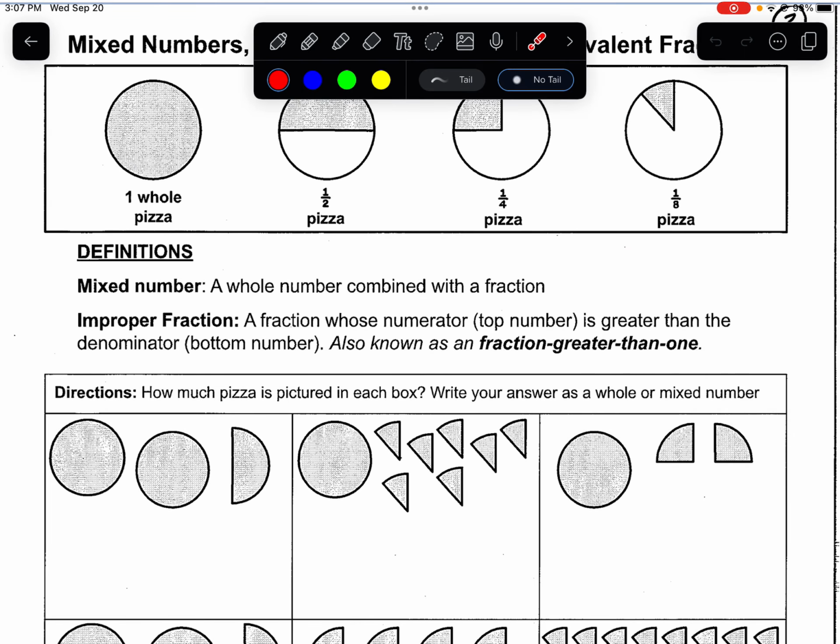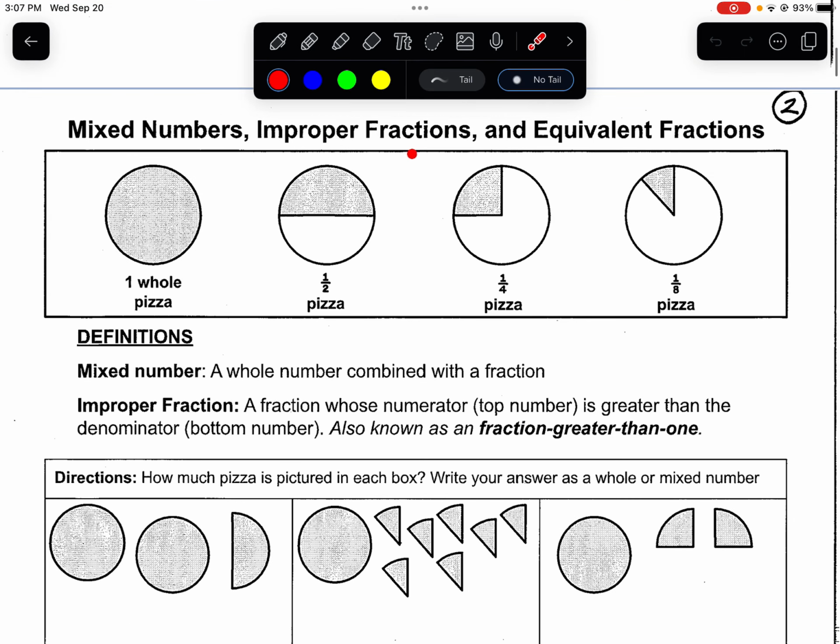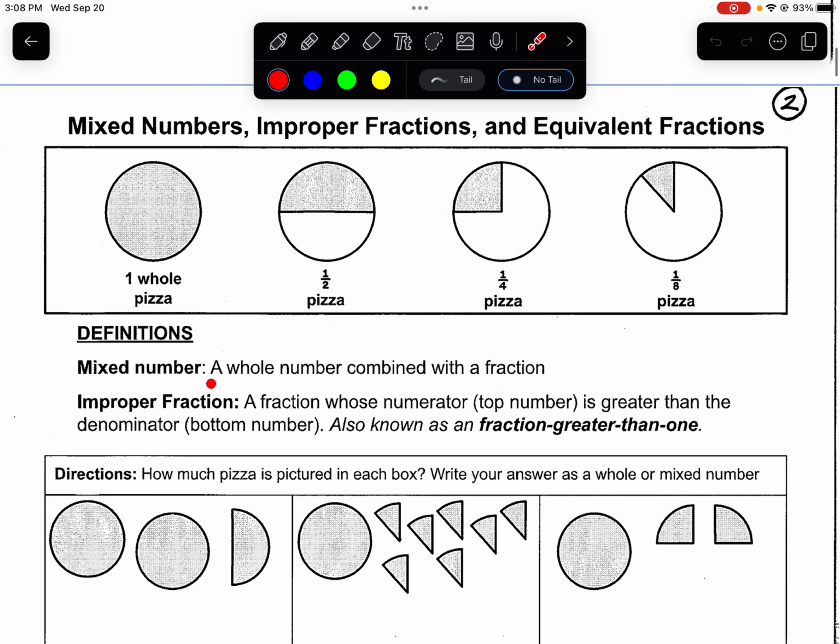In this video, we are going to discuss mixed numbers, improper fractions, and equivalent fractions. Let's begin. So we start at the top with some definitions. A mixed number is a whole number combined with a fraction. An example of that would be like 1 3/4 or like 8 1/2. Those are examples of mixed numbers.